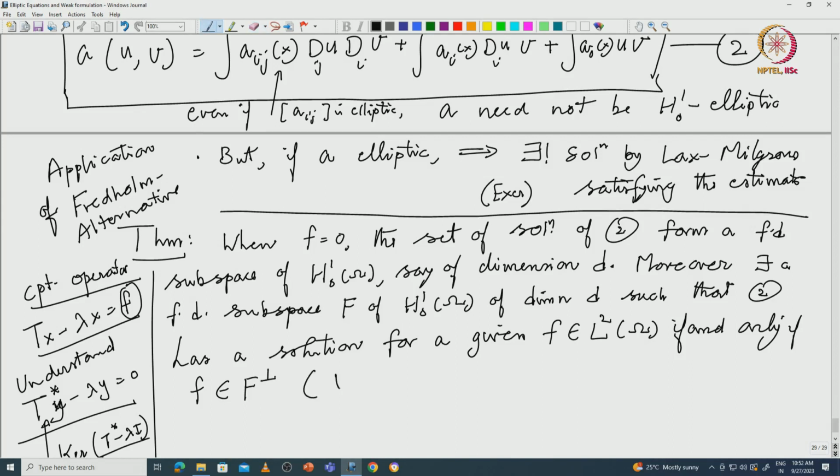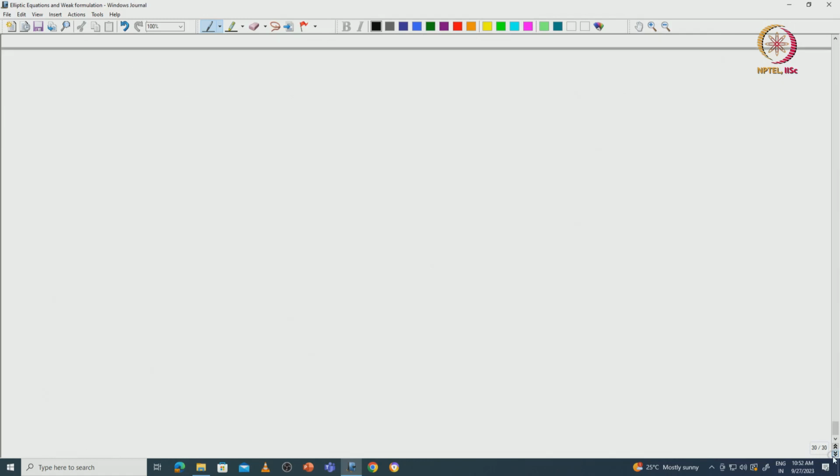So, note that we do not assume A naught greater than or equal to 0. So, let me try to give a proof of this. Okay. So, I want to give a proof.